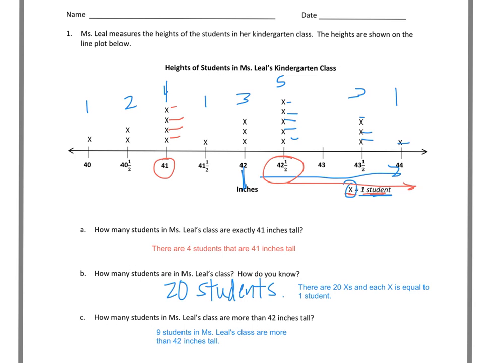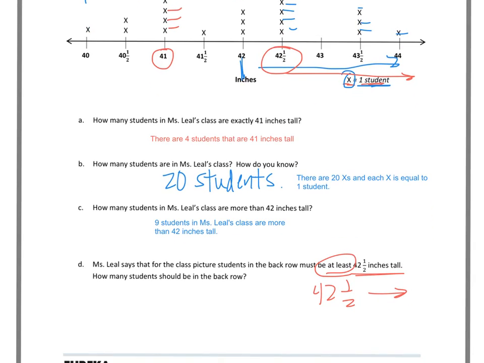And that's the same question we just had. Because we had taller, more than 42 inches, the next jump was 42.5. So at least 42.5. So it's going to be 9 students. Because there are 9 X's from 42.5 all the way up to 44. Look at page 2.